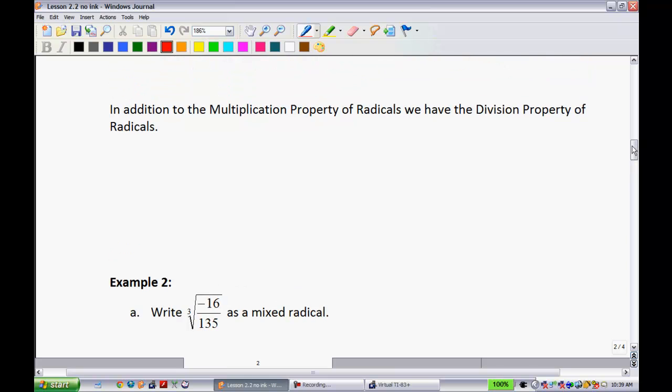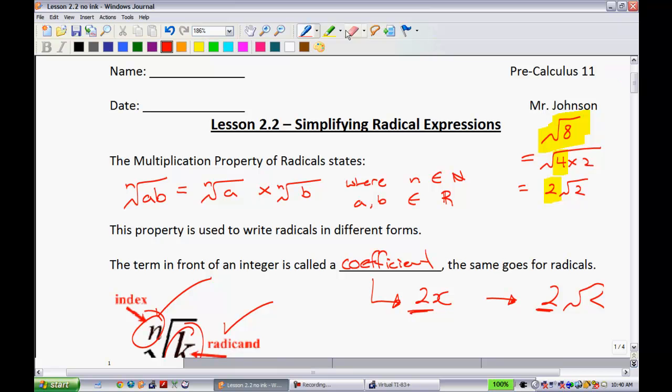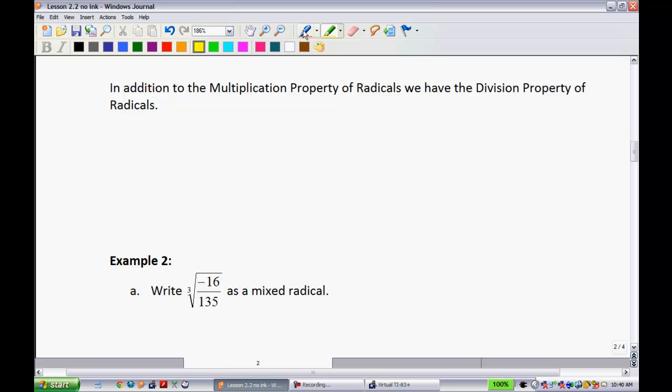In addition to the multiplication property of radicals, we have the division property of radicals. Alright, so what I'm trying to make reference of is, just like we had this property at the beginning, we have really the same one to deal with division, and it's what you'd expect. If we have the nth root, and then we have a divided by b inside that, we can divvy this up, and we can say it's the nth root of a, all divided by the nth root of b.